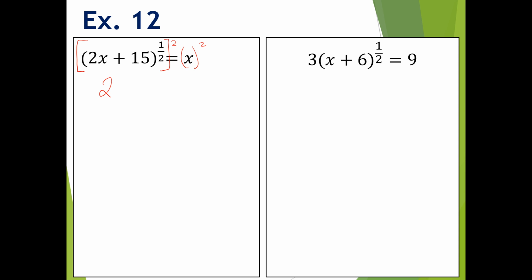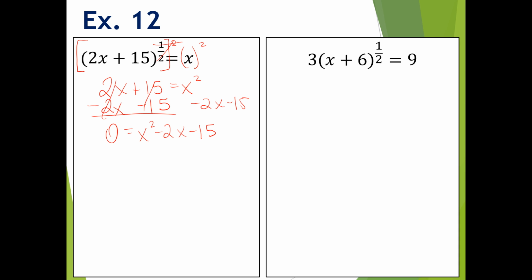So we get 2x plus 15, again, those are gone, equals x squared. So let's get everything on the side with the x squared. So we're going to subtract 2x and subtract 15. Okay, so we get 0 equals x squared minus 2x minus 15.